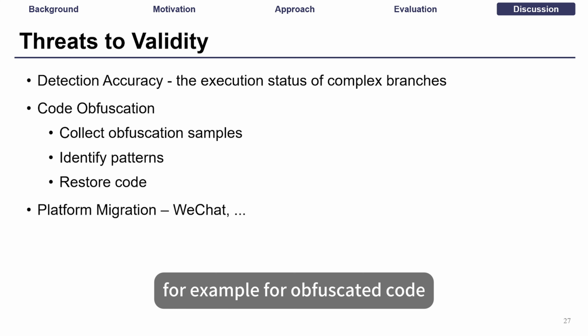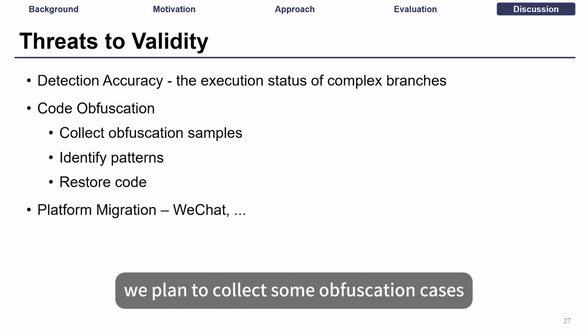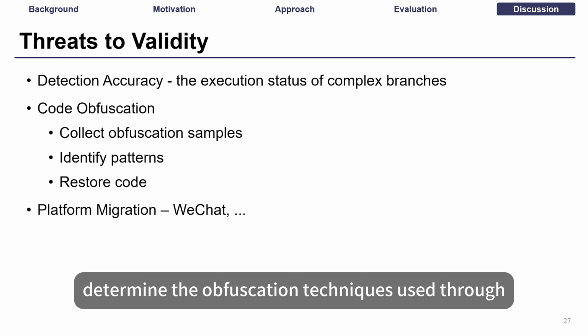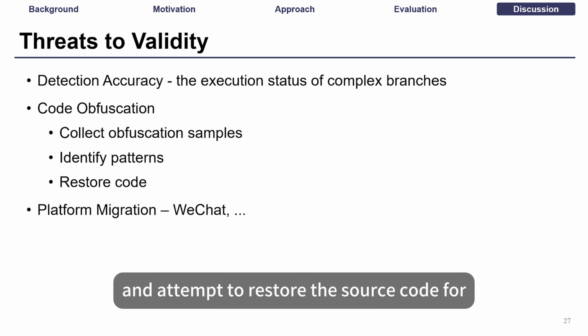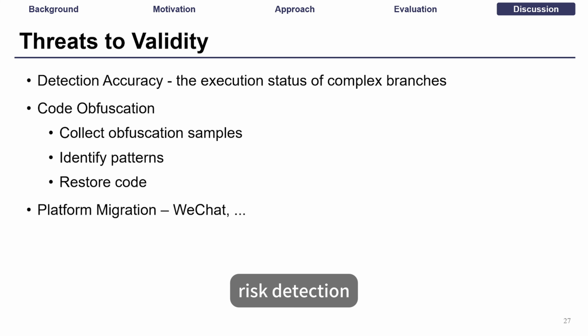For example, for obfuscated code, we plan to collect some obfuscation cases, determine the obfuscation techniques used through classification methods, and attempt to restore the source code for risk detection.